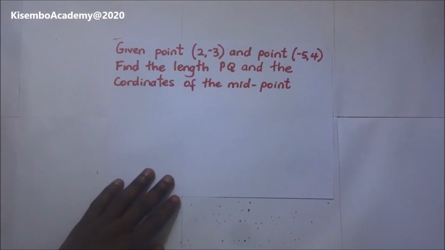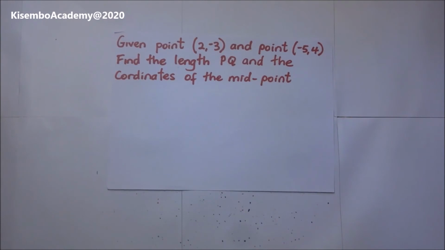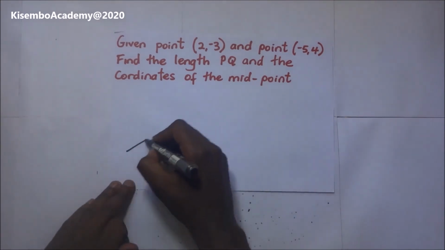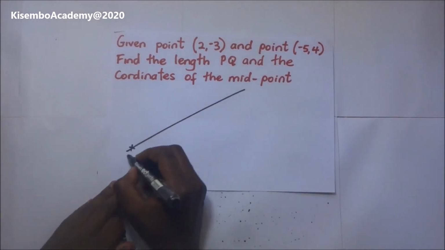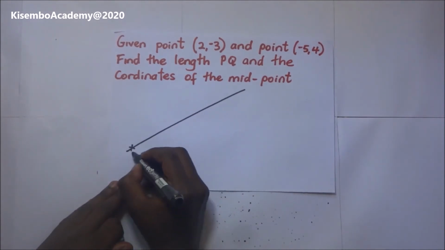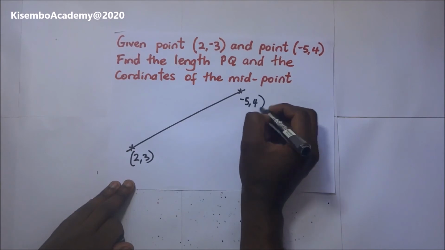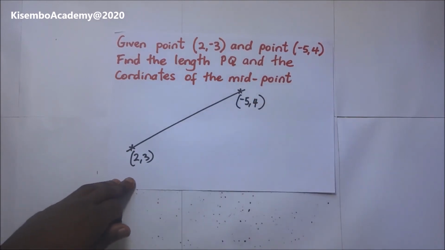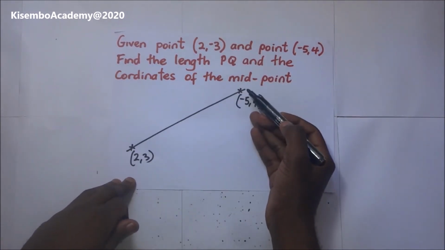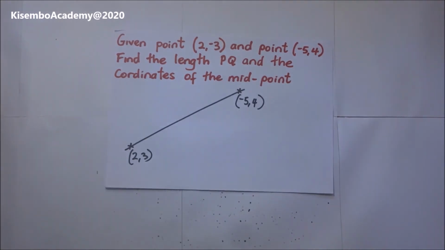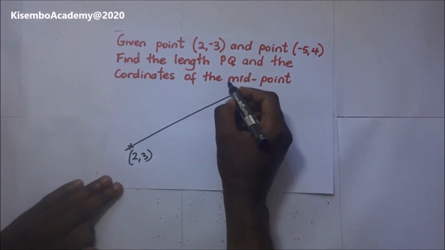So we've been given point (2, -3) and point (-5, 4). Find the length PQ and the coordinates of the midpoint. So we have this line right there. It is having point (2, -3) and it is also having point (-5, 4). We are supposed to find the length and then the midpoint. First of all, let's find the midpoint.